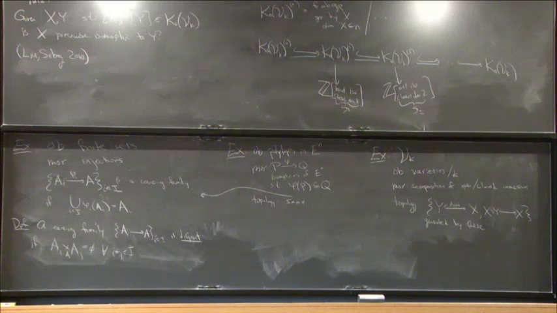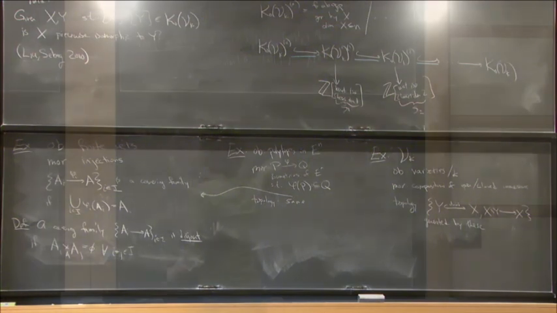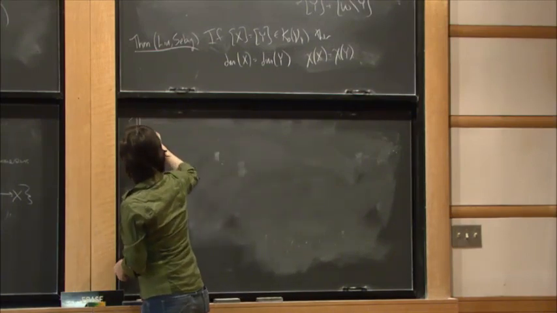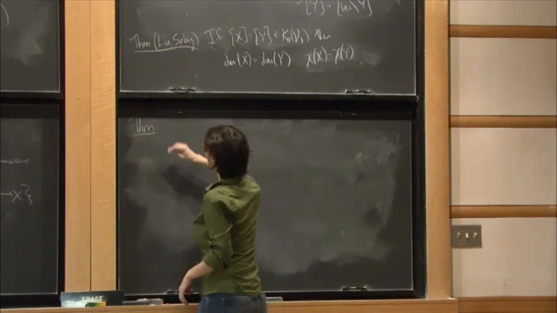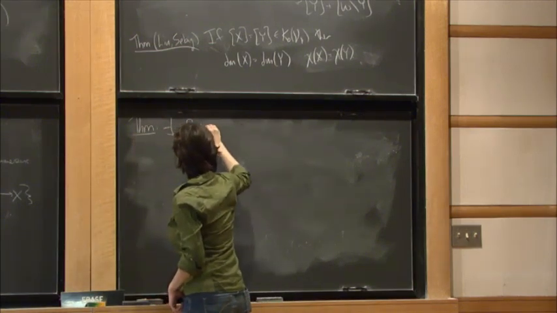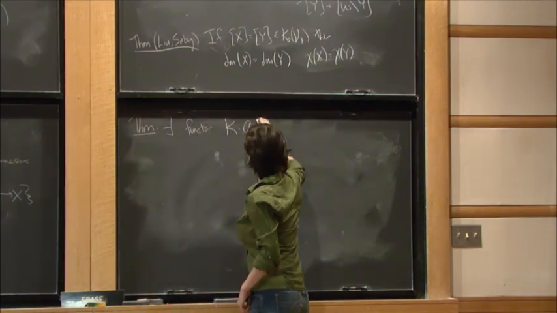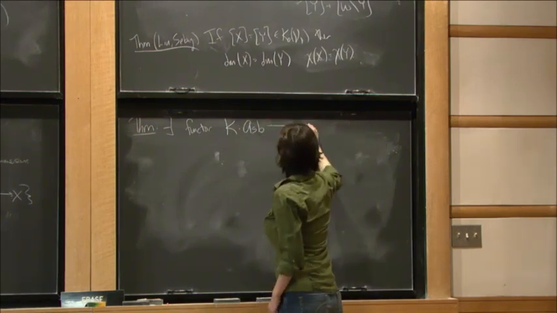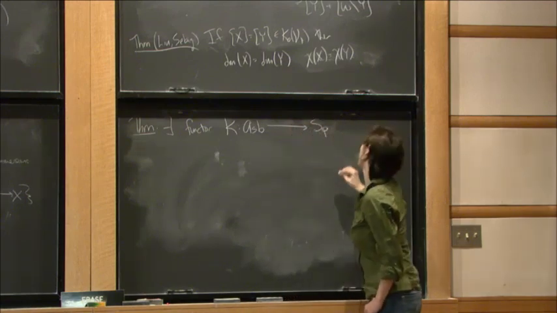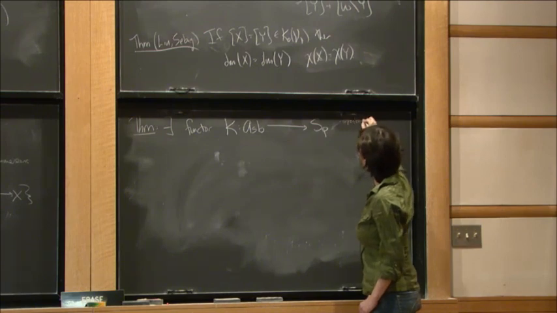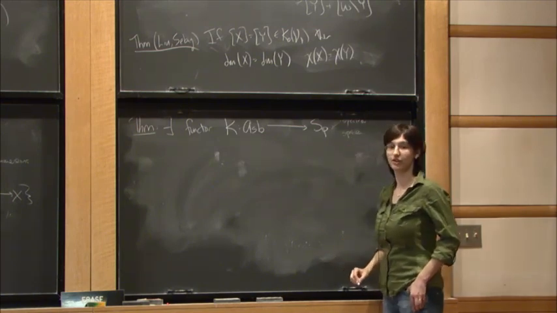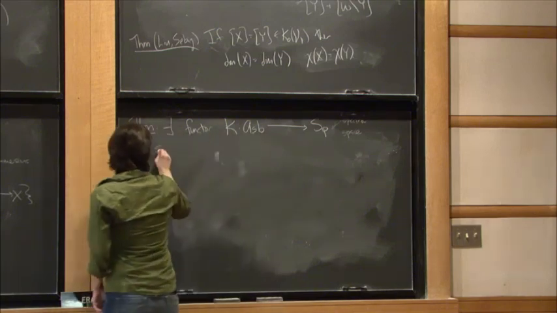Okay, so this is what an assembler is. It's useful because of the following theorem. There exists a functor K from the category of assemblers, which I haven't defined yet because I haven't told you what morphisms of assemblers are, but I'm not going to worry about that at the moment, to the category of spectra. And if you don't know what a spectrum is, just think it's spaces, and you will not go terribly wrong.